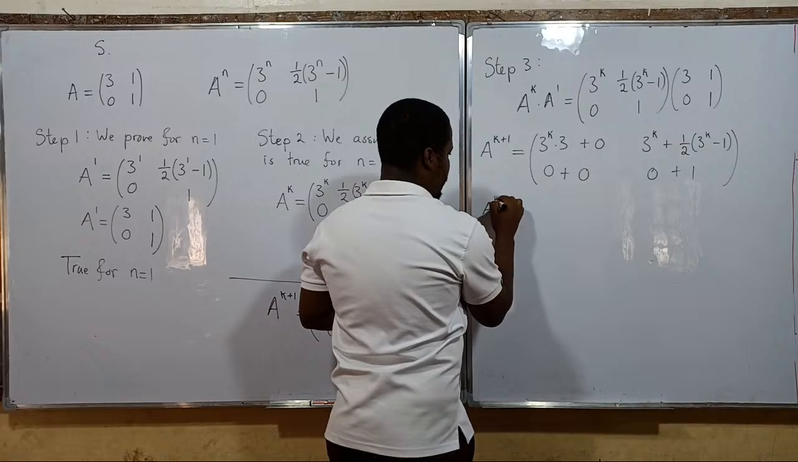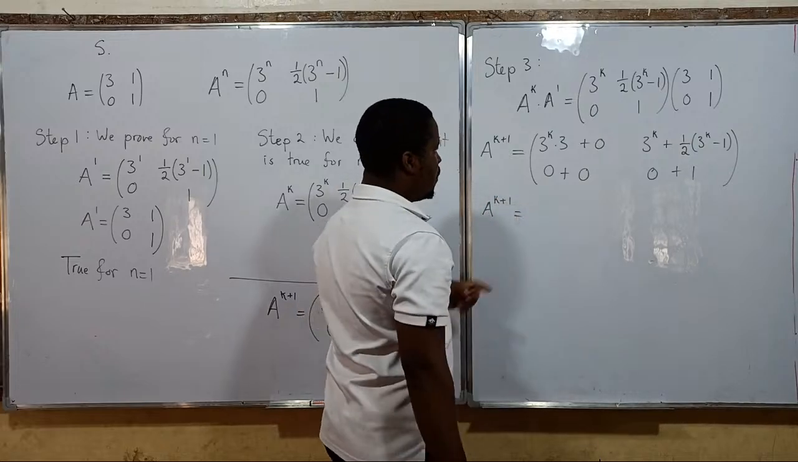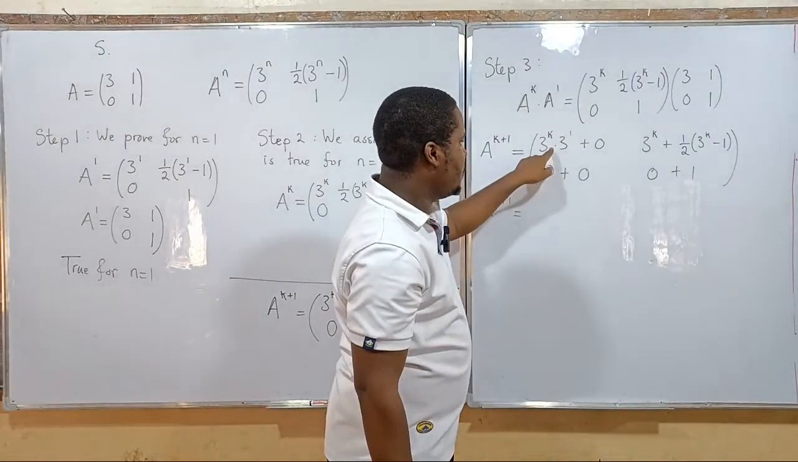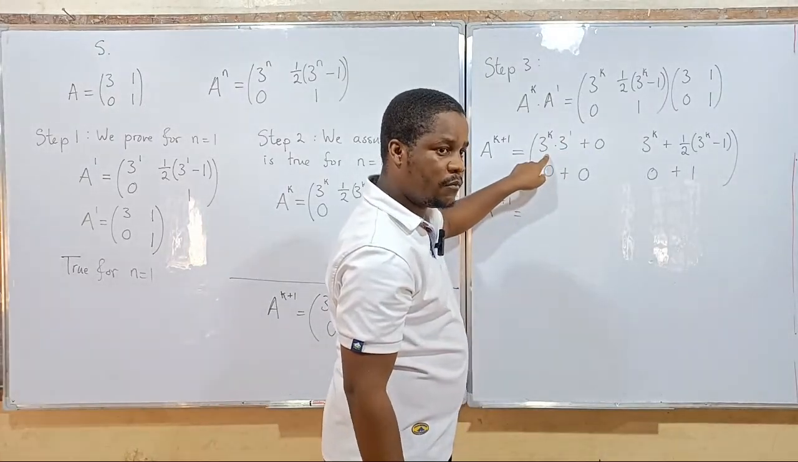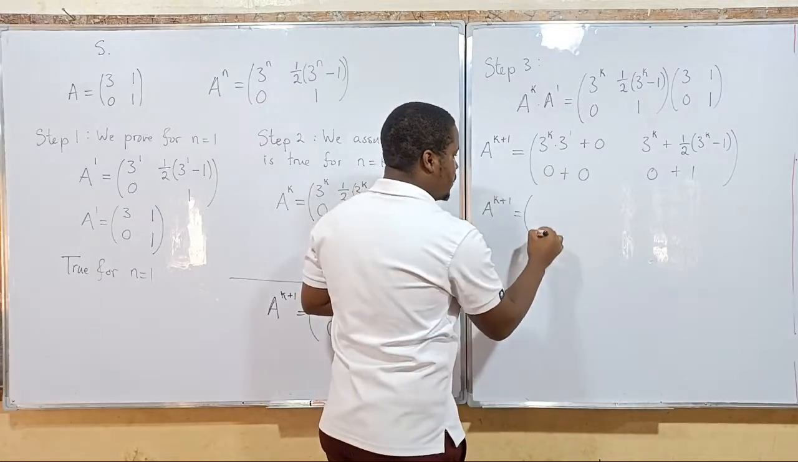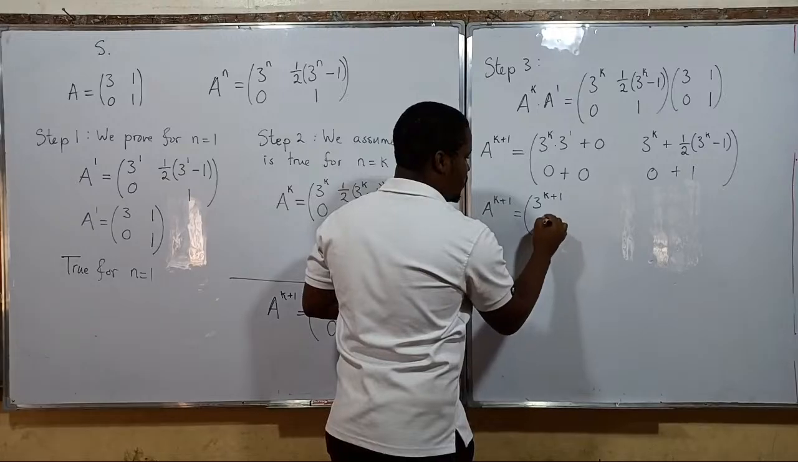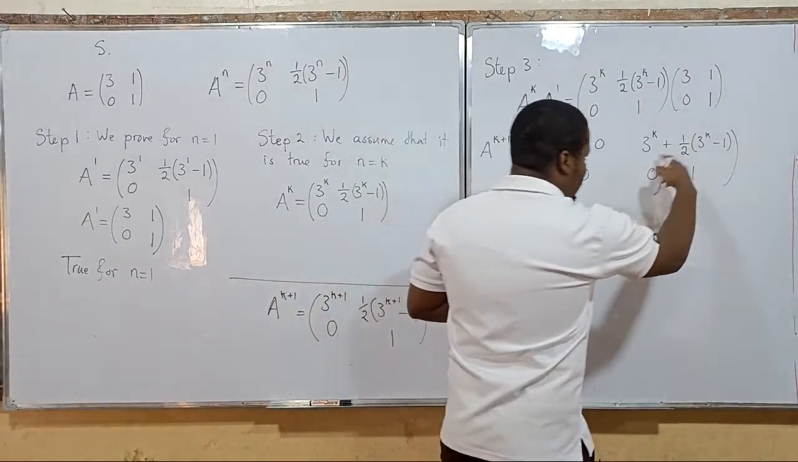So A to the k plus 1 is equal to... remember, this 3 is the same as power 1, right? So the bases are the same. What will happen to the powers? You add. So what do we get? We'll get 3 to the k plus 1. This will just give us a 0. This is where the issue is.